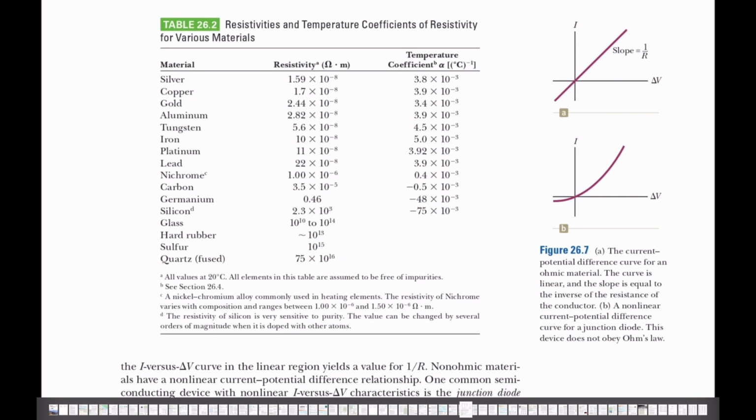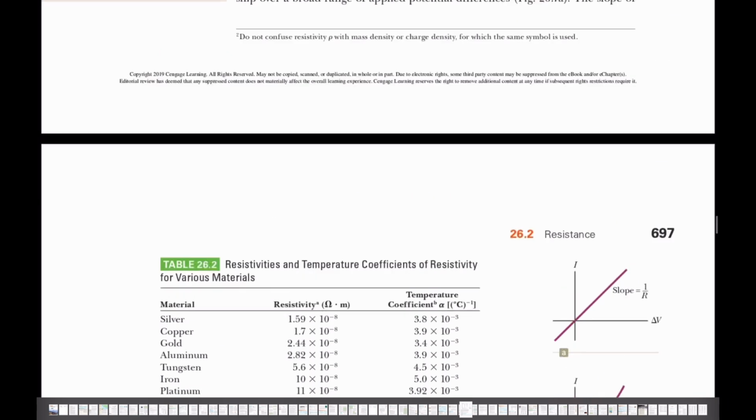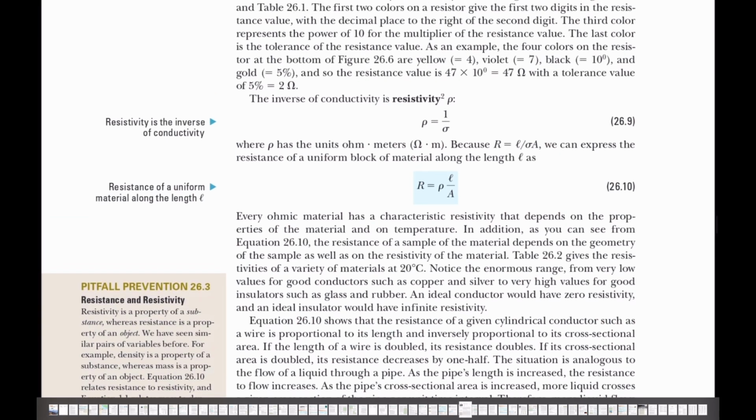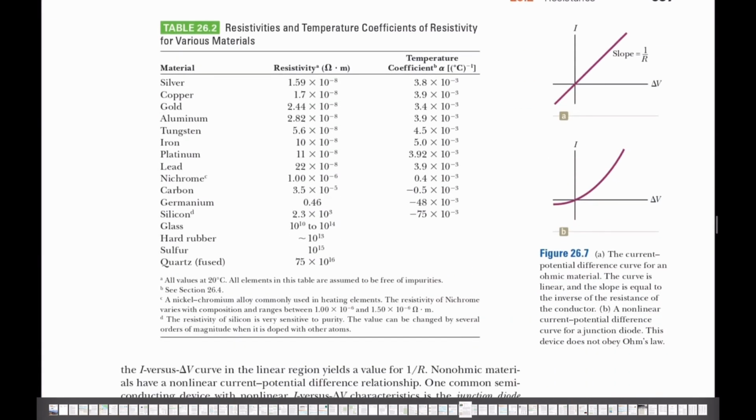Okay, here's actually a table of some common materials and their resistivity. And you can also find, inversely, their conductivity. So silver, as you can see, has a really small resistivity. The resistivity has units of ohms times meters. And the reason that's the case is because of the equation that we saw earlier, this one here: resistance equals rho times the length of the material divided by the area of the material. Normally it's a wire. That's why they use that equation there.